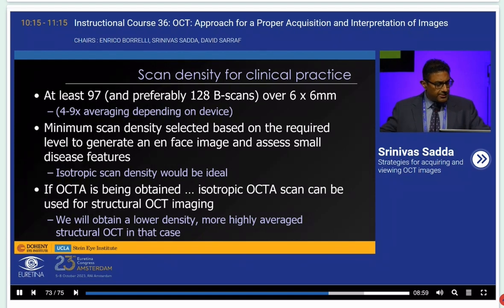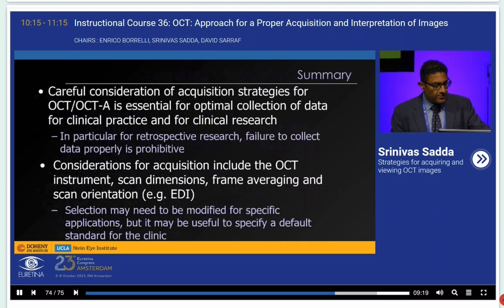So that's why we like to do dense scanning. We also like to do dense scanning so we can do en face viewing. I like to say at least 98 B scans over 6 millimeters. The good news is in this OCT era, we have to get dense scans anyways, because I really believe you should be doing isotropic scanning, but at the very least, do dense scanning that allows you to do en face visualization.